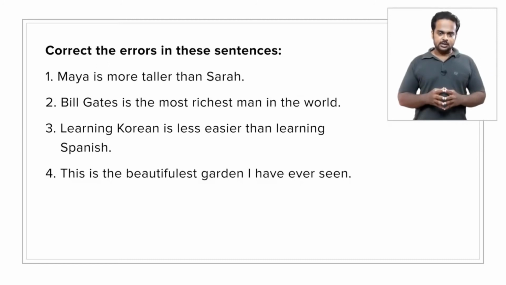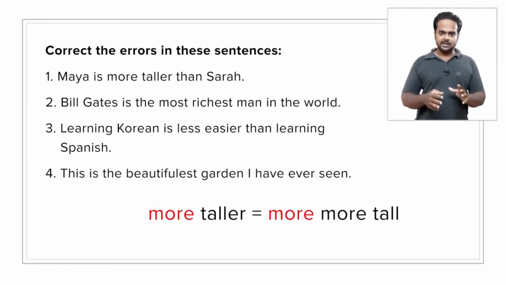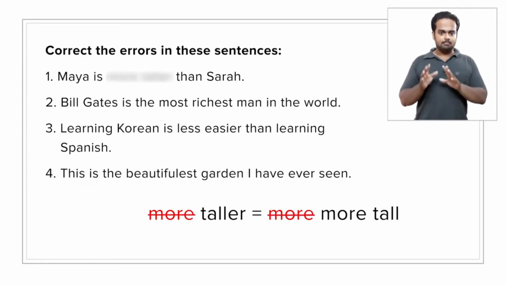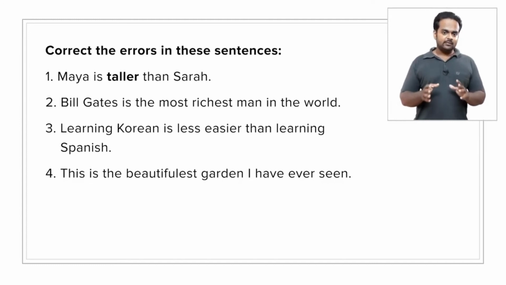Okay, in the first sentence, the error is that an ER form, taller, is used along with more. Remember that the word taller means more tall. So if you say more taller, that's like saying more tall, which doesn't make sense. So the correct way to say this is to just say, Maya is taller than Sam. Remember that whenever you use an ER form, don't put more before it. In the same way, when you have an EST form, don't put most in front of it.